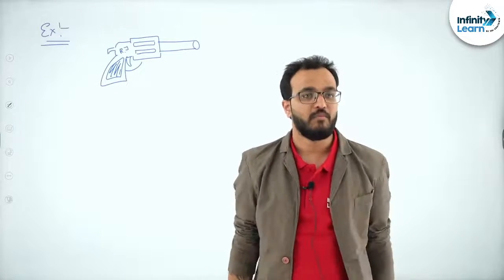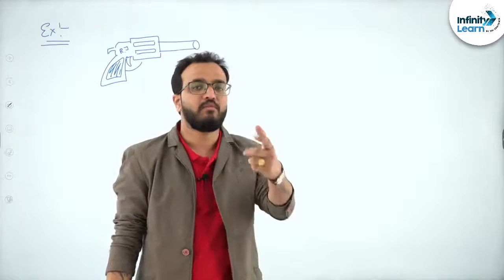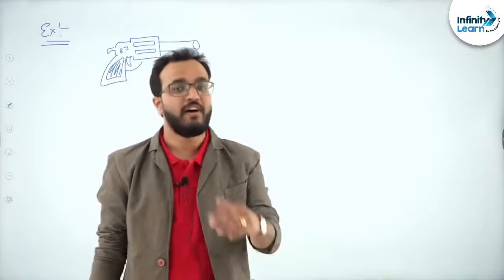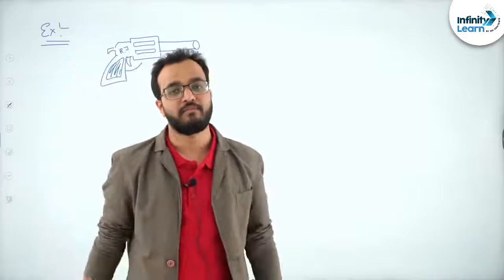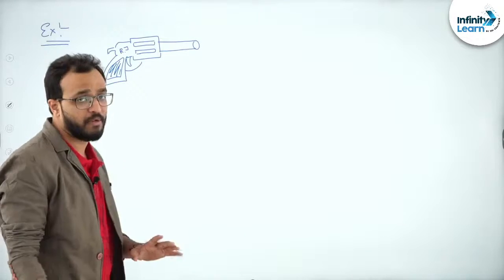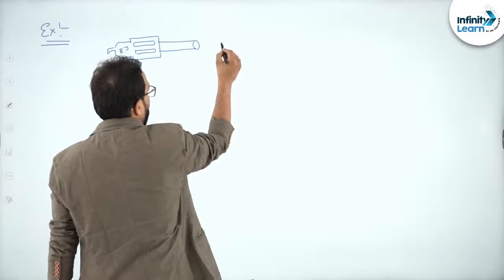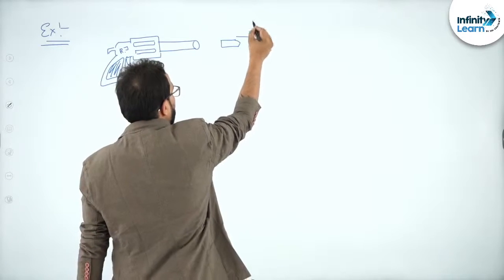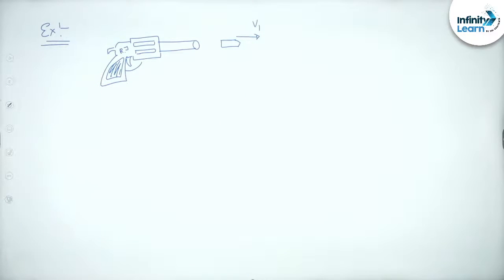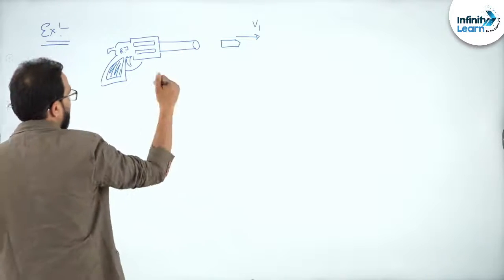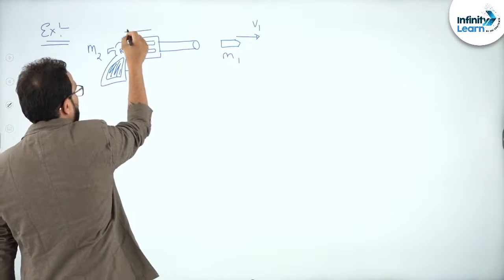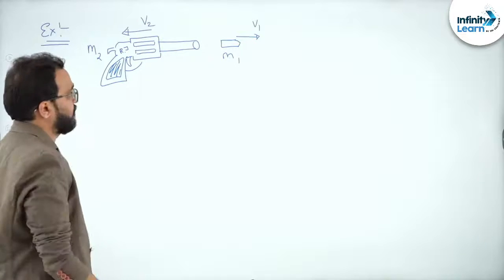Now, if I hold the gun in my hand and try to fire it, what will happen? The gun will recoil with a certain speed. Why is the gun going to recoil? See, it's a very simple concept. As the bullet is fired, the bullet will come out with a velocity v1. Let's say its mass is m1 and the mass of the gun is m2, and the gun will go back with a velocity v2.